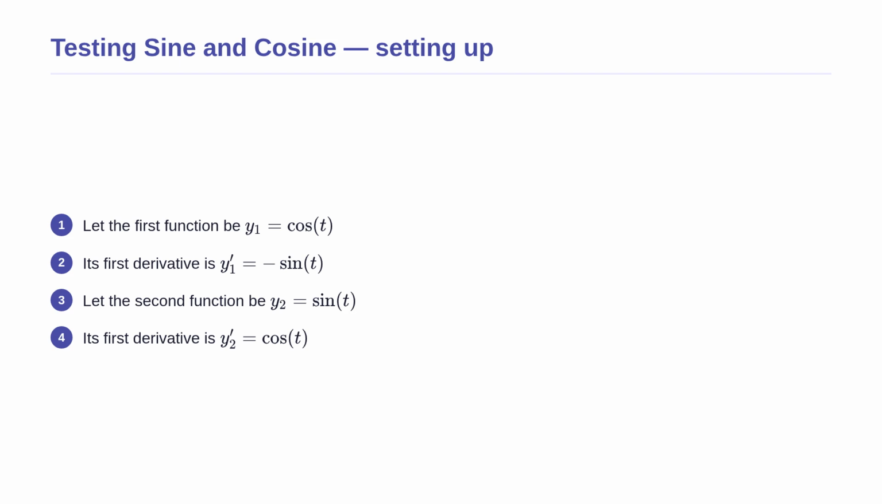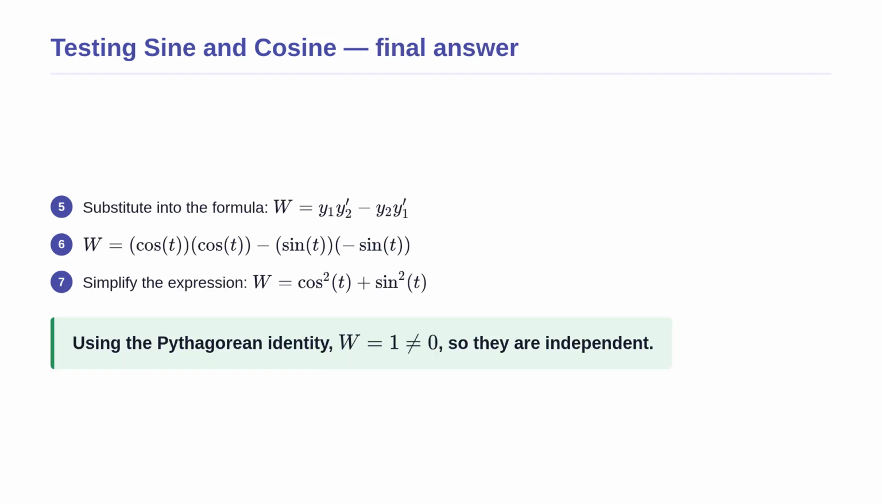We begin by assigning the cosine function to y1. Using basic calculus, its first derivative, y1 prime, is negative sine of t. Next, we assign the sine function to y2. Its derivative, y2 prime, is positive cosine of t. We now have all four pieces needed for our determinant grid. Now that we have our four components, let us plug them into the expanded Wronskian formula.